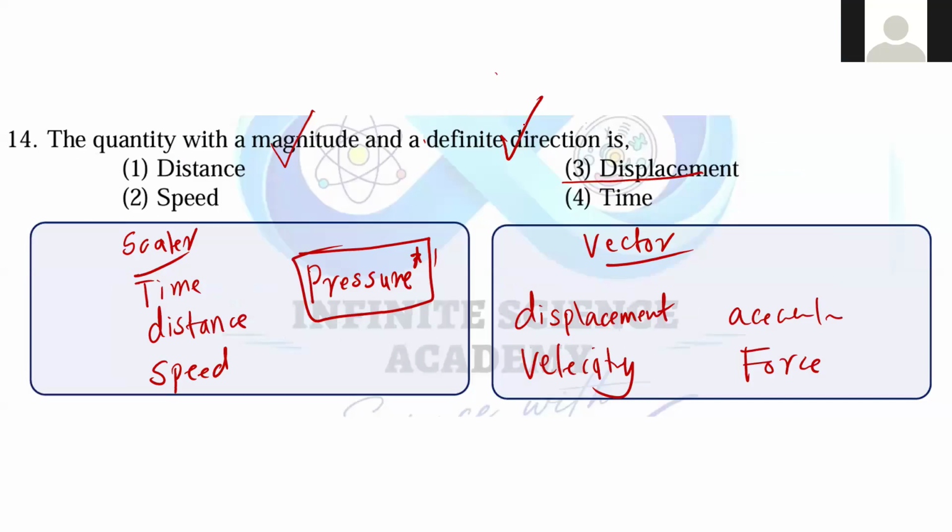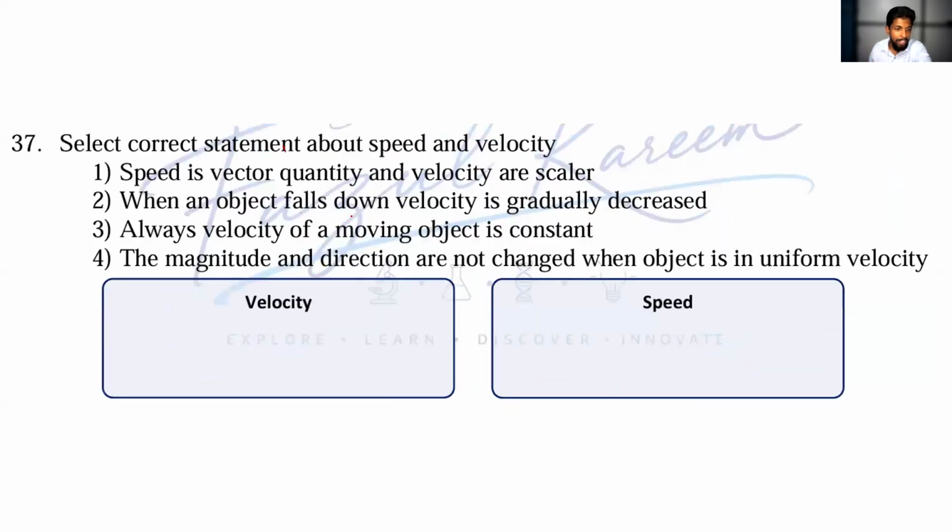Shakib, time is a scalar quantity. For the vector quantity, you can write the V like this and put a cap, because they have the magnitude and also the direction. Fine, okay. Question number 37 now.